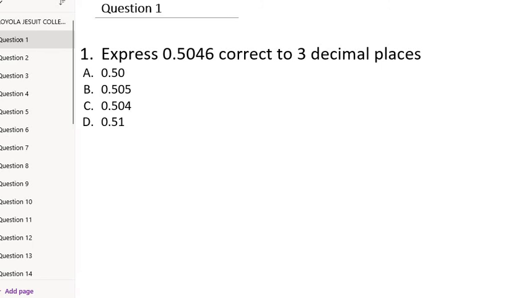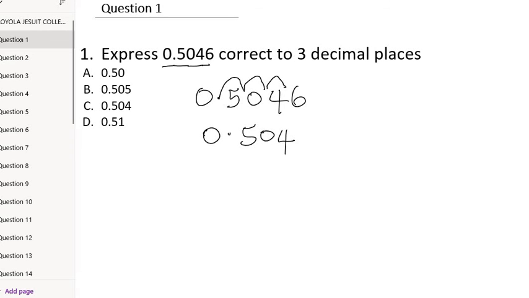Express 0.5046 correct to 3 decimal places. I'm going to write this out again. 0.5046. Now you are meant to round this off to 3 decimal places. So from the decimal point, we need to count 3 places: 1, 2, and 3. So our answer is supposed to be 0.504 to 3 decimal places.